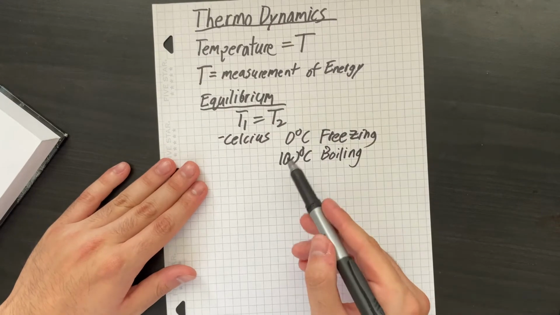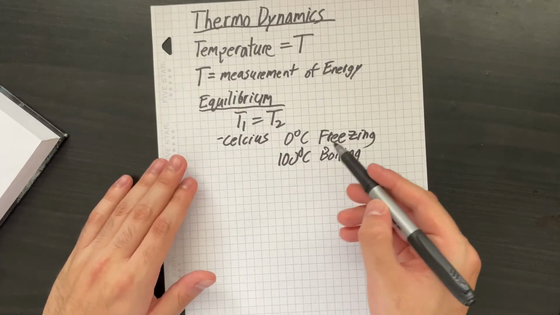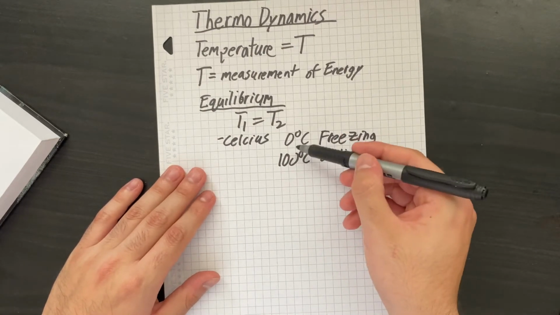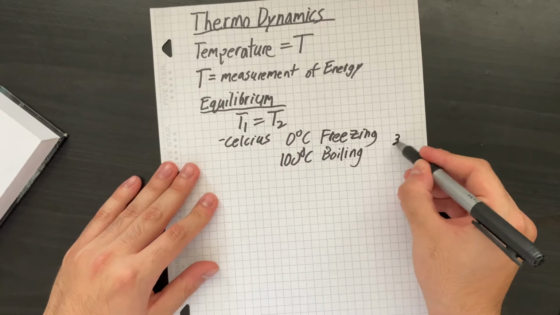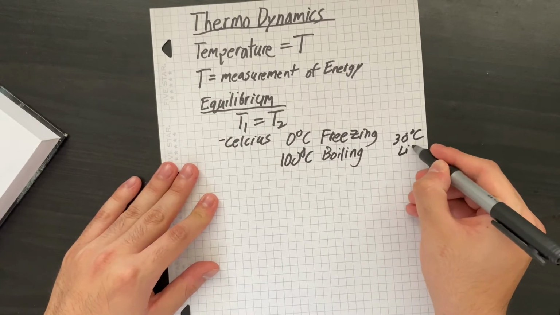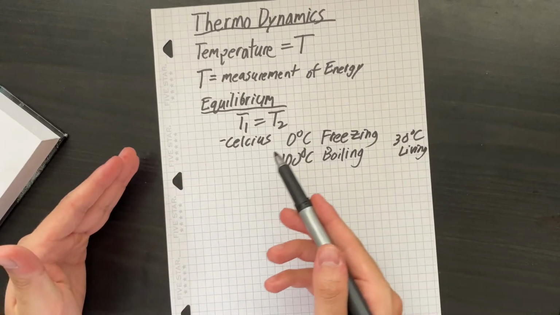So, as you can see, this is very great for everyday life. We live in between these temperatures. These are two extreme temperatures, but we live around 30 degrees Celsius. So this is around where we live.